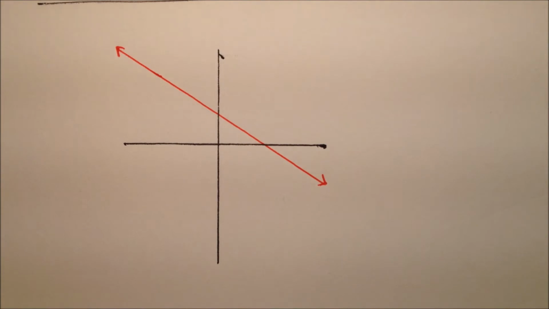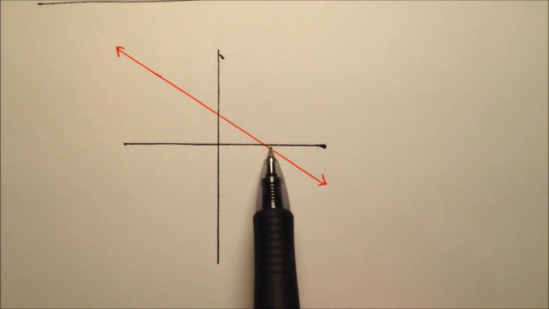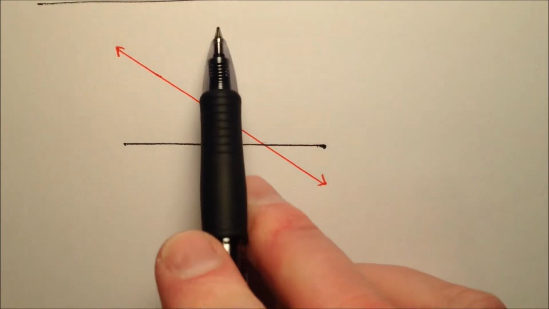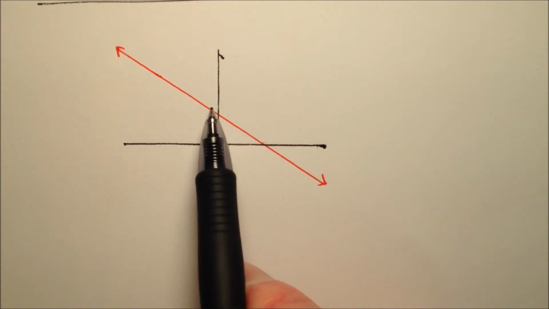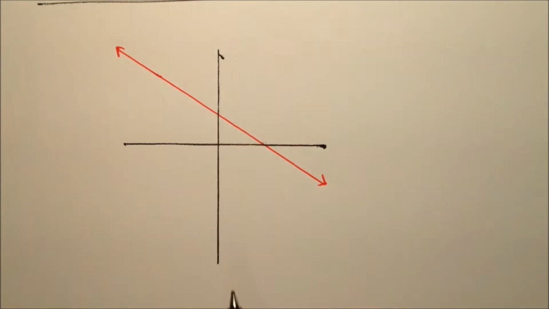In this video, I'm going to be discussing how to find the intercepts of a linear equation. So linear equations are going to have two intercepts, an x-intercept, which is the point where the line crosses the x-axis, and a y-intercept, the point where your line crosses the y-axis.